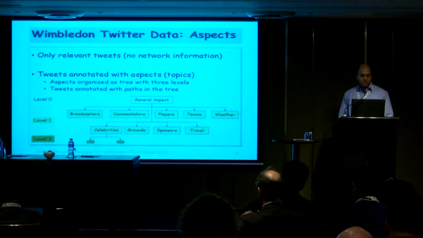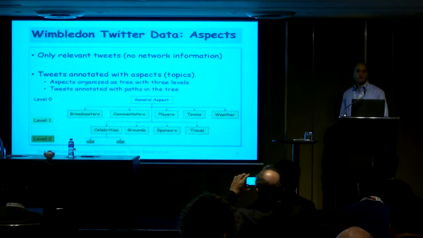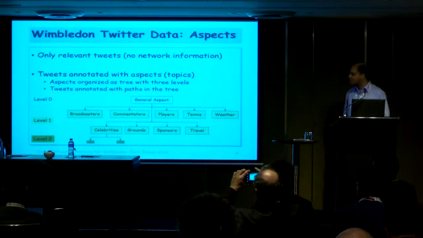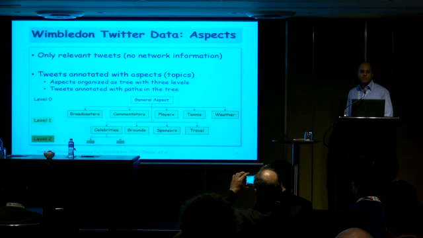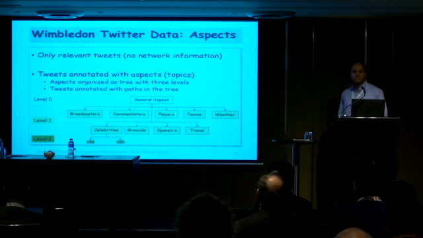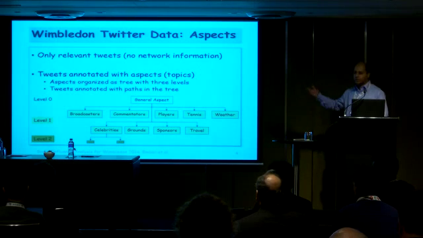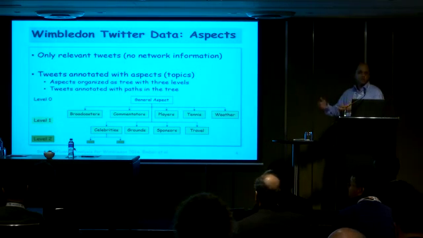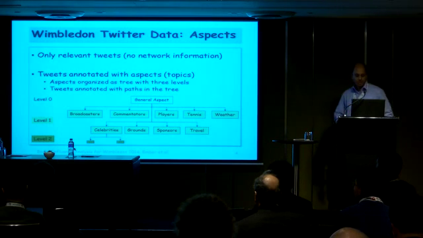We also got a set of topics or aspects that were of interest to the organizers, and these were arranged in the form of a three-level tree, starting from the more general aspects at the top to more specific aspects. And I'll also assume for the purpose of this talk that these individual tweets or posts are already annotated with these aspects, so I can look at each set of tweets for a particular aspect independently of the others.